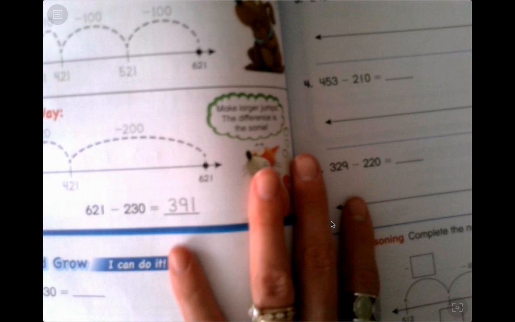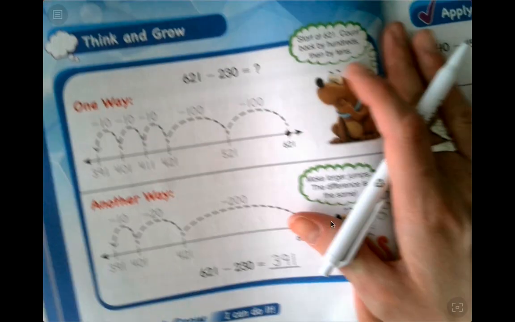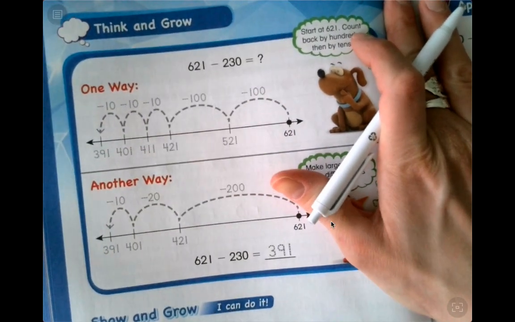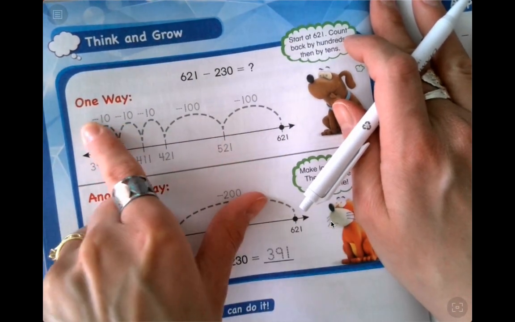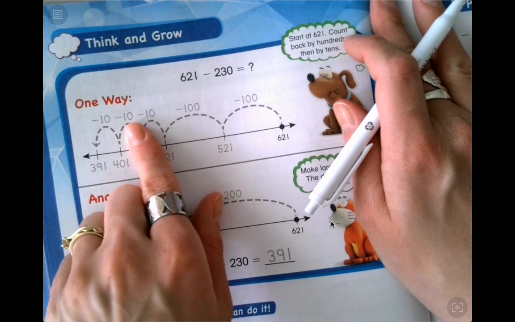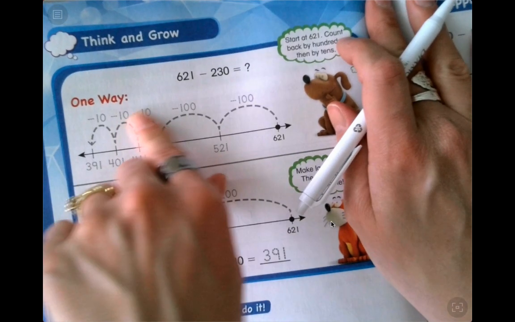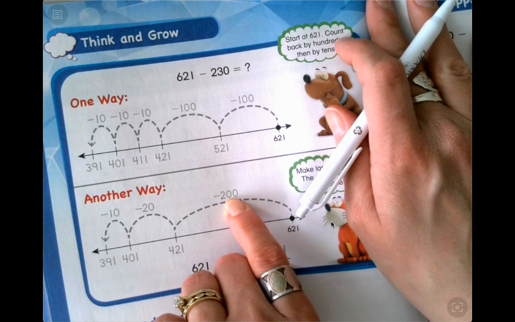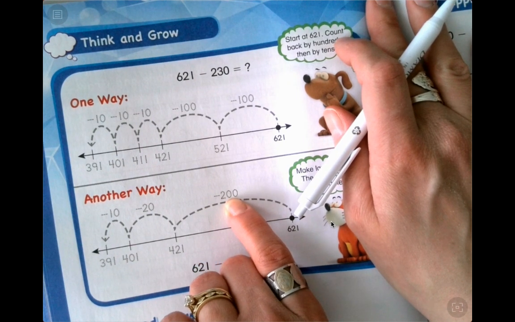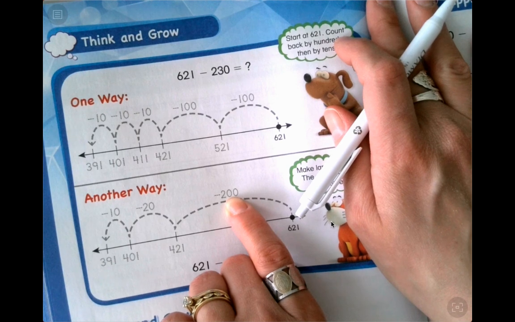Now, the cool thing about number lines I like is you can do it different ways, however you want. Who likes doing the 100, the 10, the 10, like that? It's kind of like what we just did. That's great. But you can lump them together. You can jump back even bigger. You just have to make sure you understand what you're taking away.